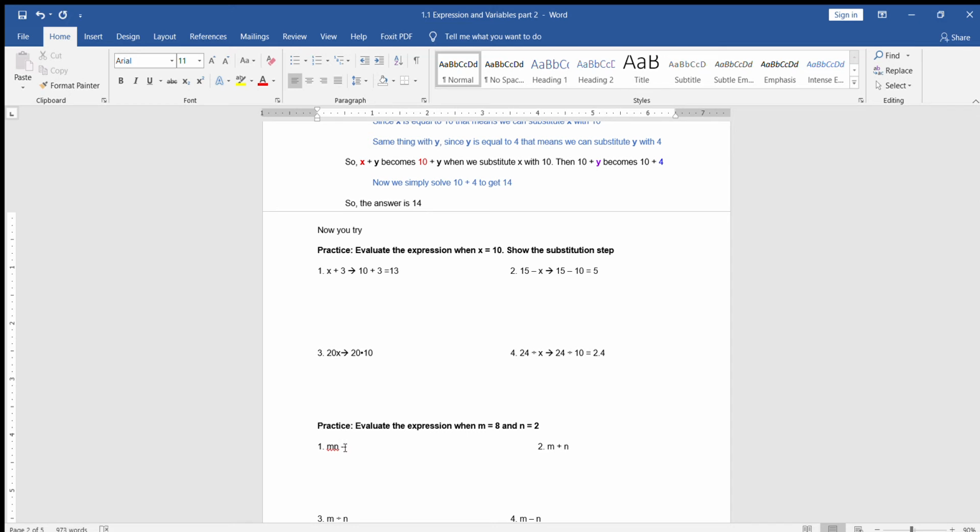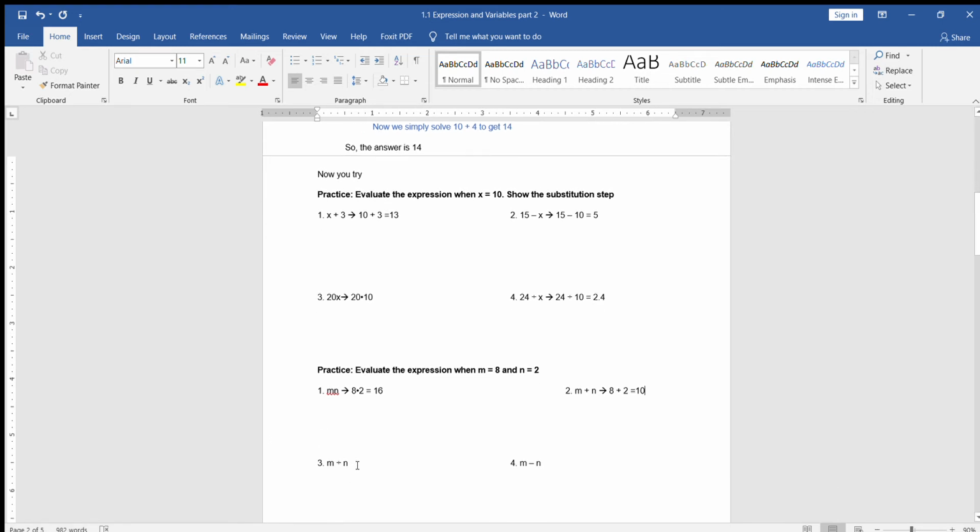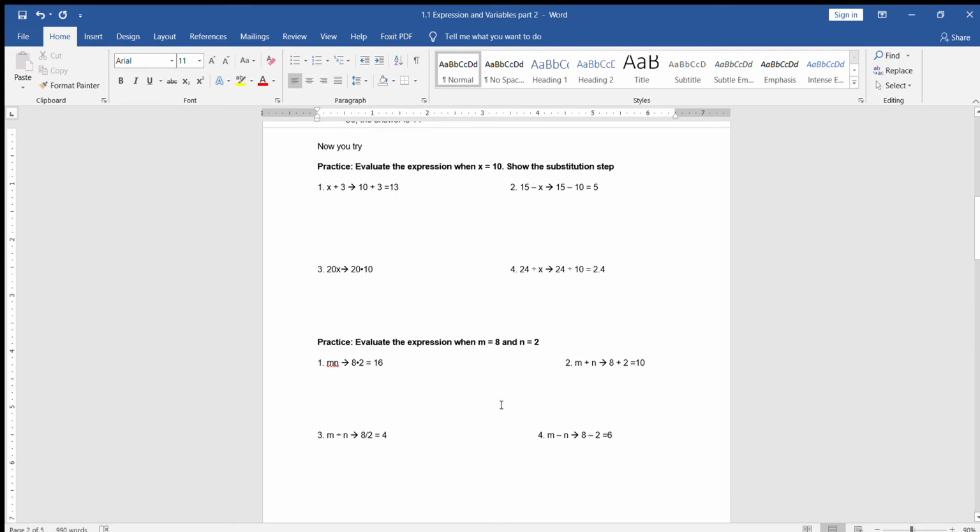So m times n is 8 times 2, which is 16. m plus n becomes 8 plus 2, which is 10. m divided by n is basically 8 divided by 2, which is equal to 4. m minus n is basically 8 minus 2, which is equal to 6. That's how you do these two practices.